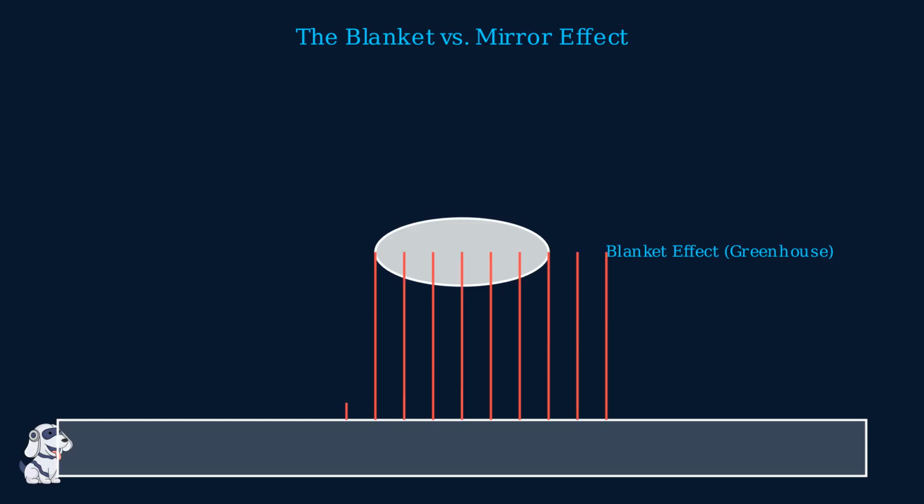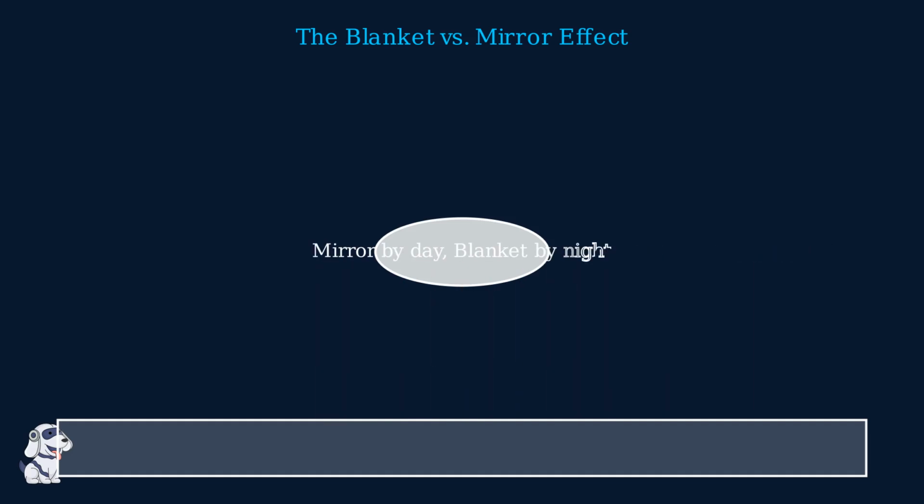The Earth loses heat through infrared radiation. Clouds trap this heat, acting as a blanket that warms the surface below. The net impact of clouds on global temperature depends on their type, altitude, and timing. This dual role remains a complex piece of our climate puzzle.